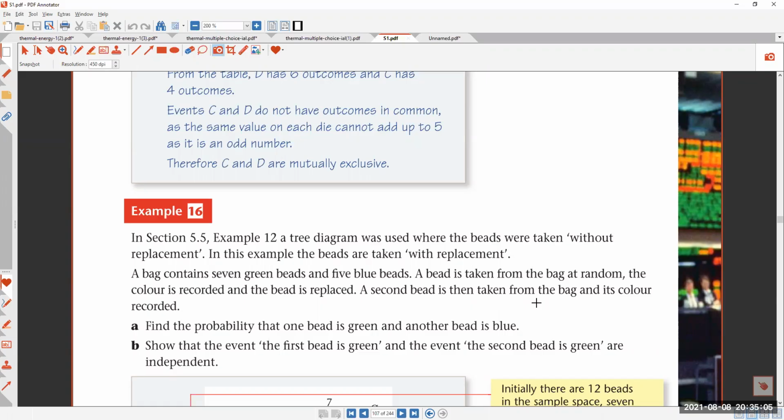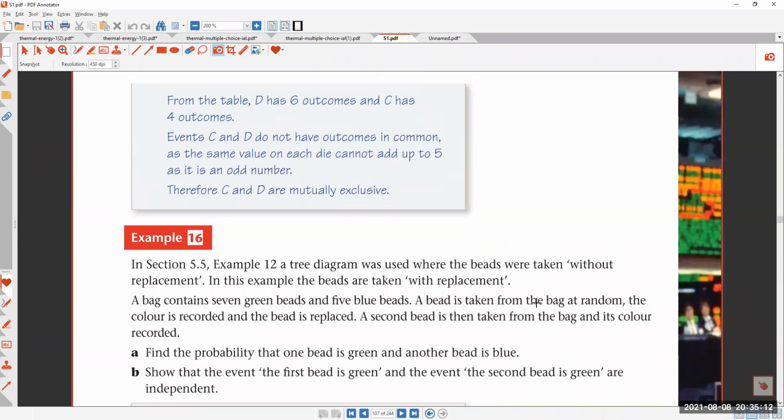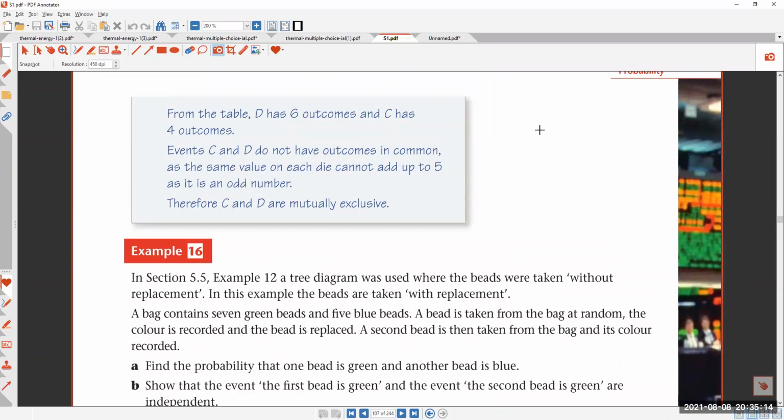Okay, fine. Second bead, two times the bead is taken, how many beads are there? 7 green beads, 5 blue beads. Find the probability that one bead is green, one bead is blue. Achha, green bead and blue bead. So green and blue. Green is 7, 8, 9, 10, 11, 12. 12 beads are there, 7 by 12 and 5 by 12.